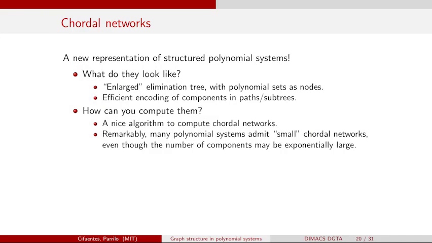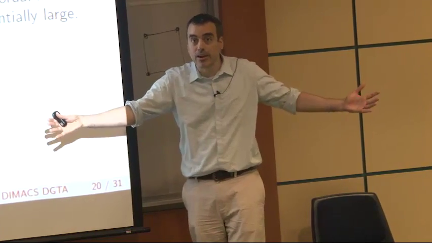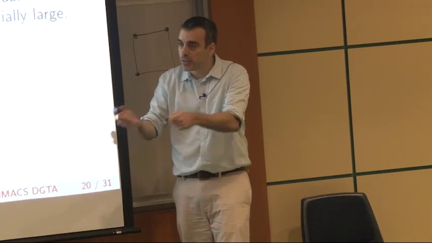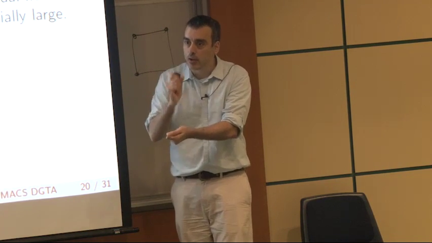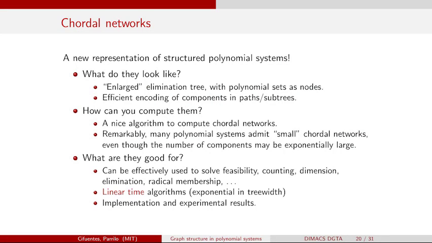It turns out that we can compute it. There's going to be a nice algorithm to compute these chordal networks. I'll just flash it and describe it. And what's very interesting is that a lot of interesting polynomial systems, like these coloring examples in there, will admit small chordal networks, even though the number of components may be exponentially large, exactly like in the coloring example. If I were to explicitly write down all the colorings, I have an exponentially large list, but I can write this very compact data structure that contains all the solutions in a way that I can query efficiently. And not just query, we're going to see that I can solve lots of questions about this.